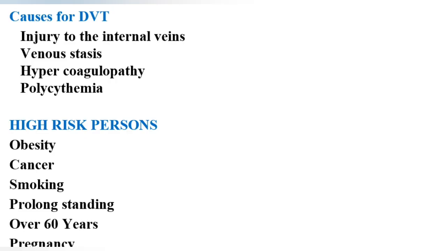What are the causes of DVT? Injury to internal veins. Venous stasis. It is a problem moving blood back to the heart. Hypercoagulopathy. It is excessive blood clotting. Polycythemia. It is a type of blood cancer. Bone marrow increases production of red blood cells.